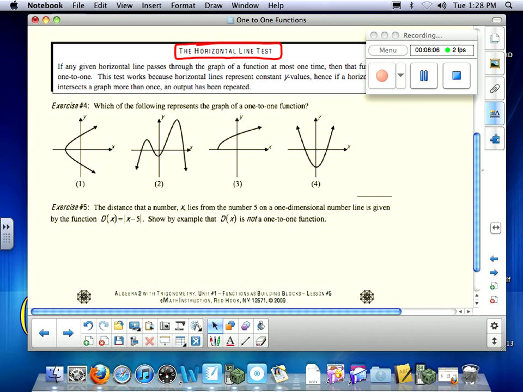Are you on exercise 4? Yeah, exercise 4, number 4. This, the parabola, is not one-to-one. Remember, it's got to pass the vertical and the horizontal to be one-to-one. So I'm sorry, you lose. Number 3 doesn't work either.